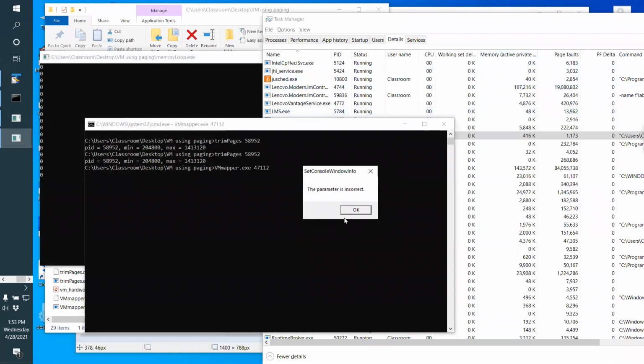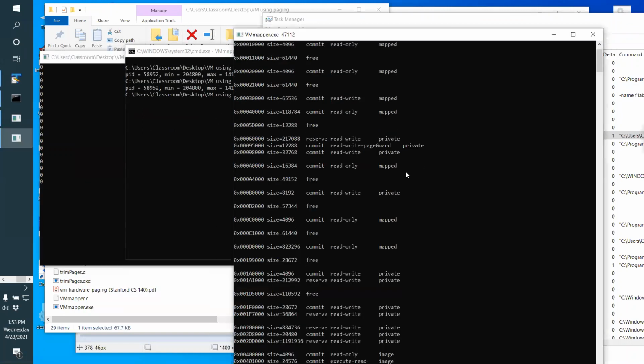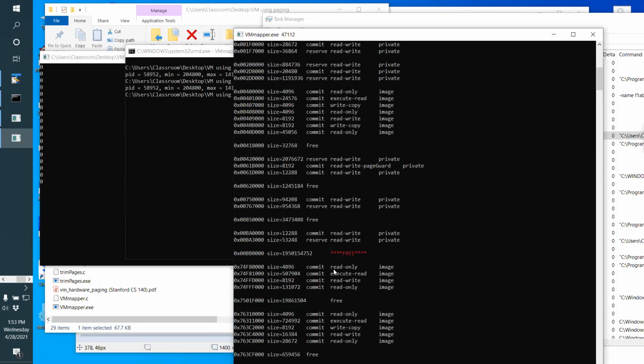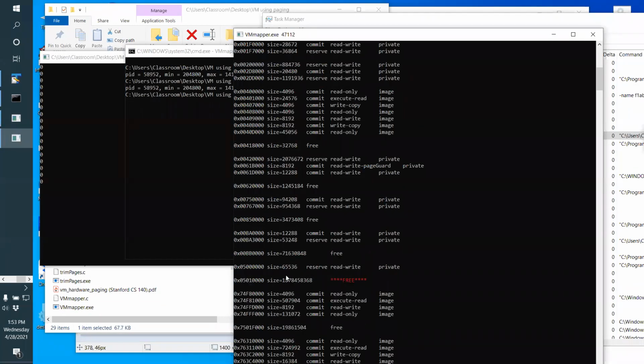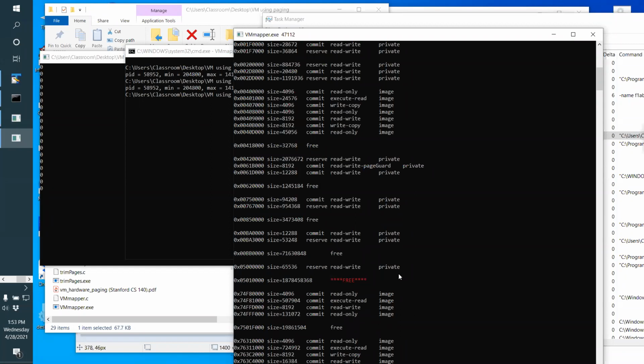Oh, that's why it wasn't updating. Something went wrong. Oh, that's why it wasn't showing anything. It wasn't updating. It was blocked. Okay, there. See, now you can see it doing stuff. Yeah, right there. See, it was blocked. That's why it wasn't doing anything.